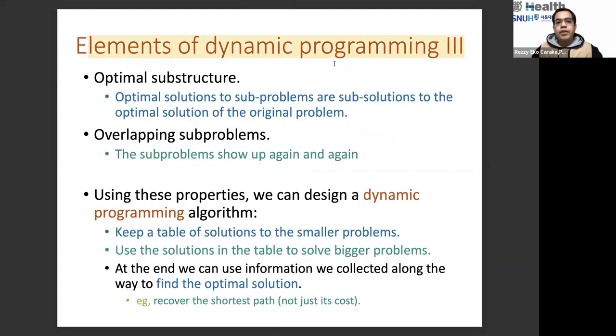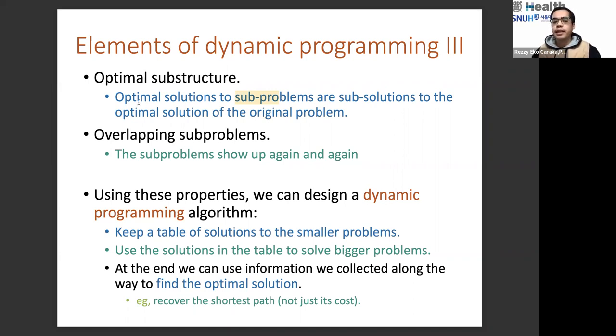Among the elements of dynamic programming, we can also discuss optimal substructure, which is about optimal solutions to sub-problems being sub-solutions to the optimal solution of the original problem. So if we want to solve another problem, we also have sub-problems and sub-solutions. Because of the goals of optimization and computing, we can solve many problems across many areas.